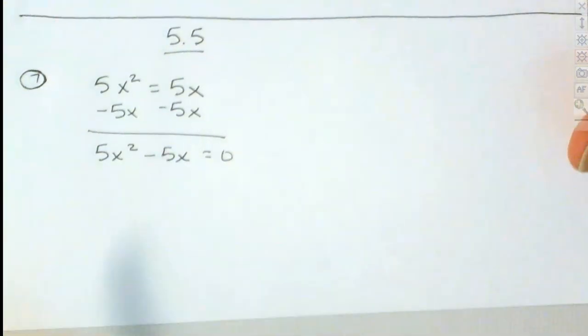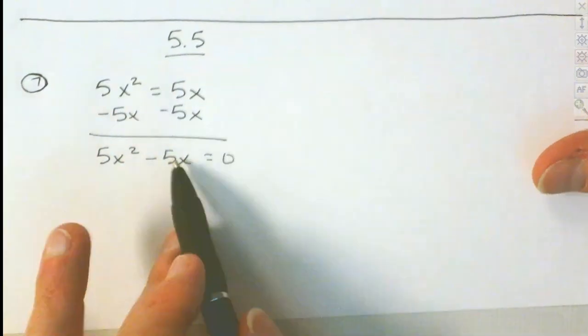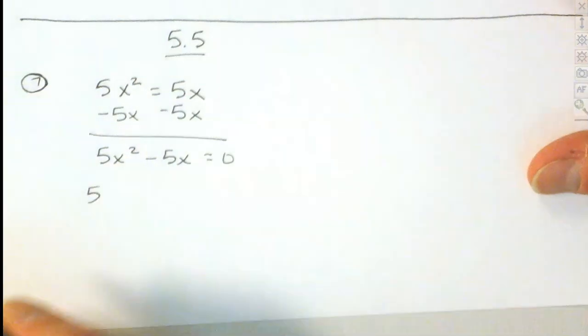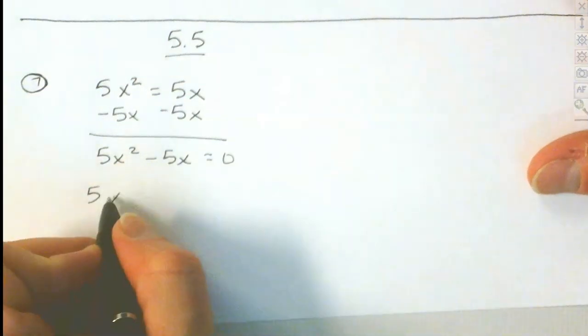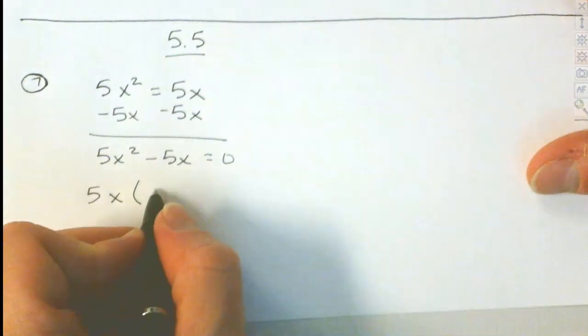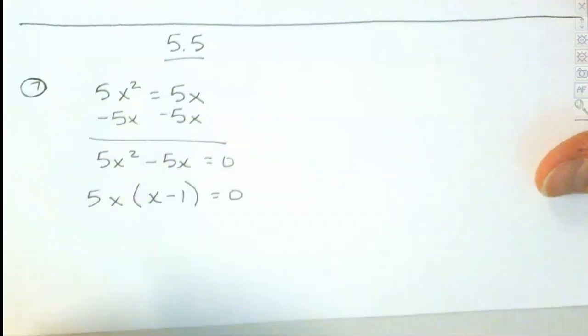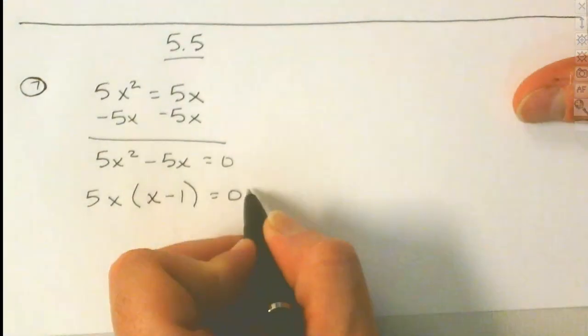Now, what can I do? Well, from here, it's set to 0. Let's factor it. What do they have in common? They have a 5. What else do they have in common? They have an x in common. And if I factor out the 5x, what's left over? x minus 1. Now, the hard part's already done. It's completely factored. Now, all we need to do is get our 2 solutions.